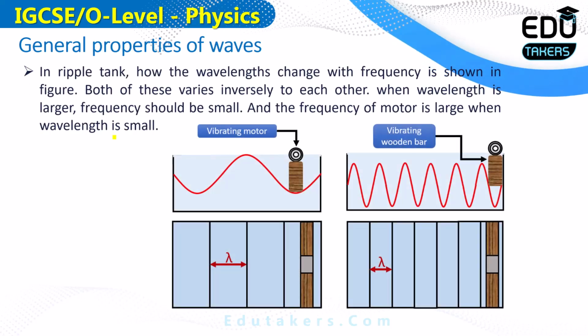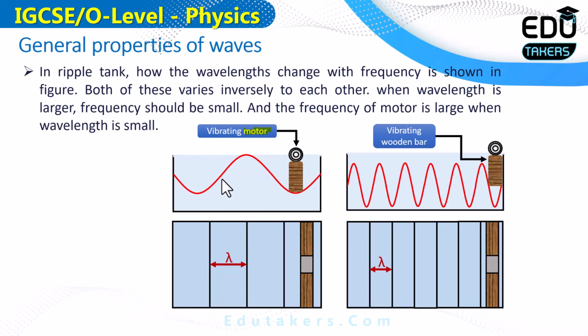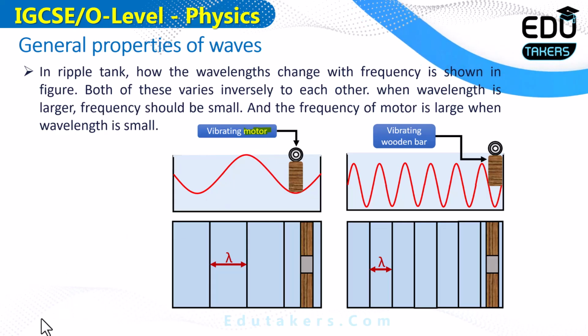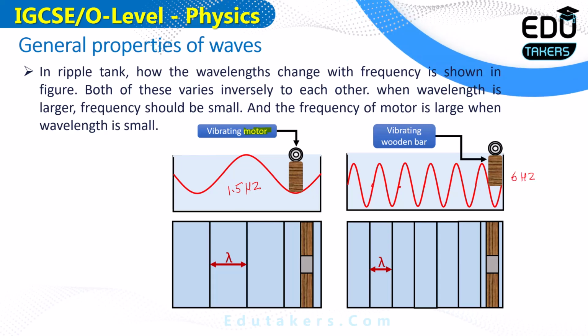Here we will observe in the ripple tank how the wavelength is affected by the frequency. First of all, here is a vibrating generator that vibrates and produces the water waves. In the first figure and in the second figure, just see the wavelength and the frequency. When the vibrating motor vibrates, the frequency in the first figure is basically 1.5 Hz because there are only 1.5 waves. But in the second figure, the frequency is larger. There is a total of 6 Hz frequency because a total of 6 waves are present in the second diagram.